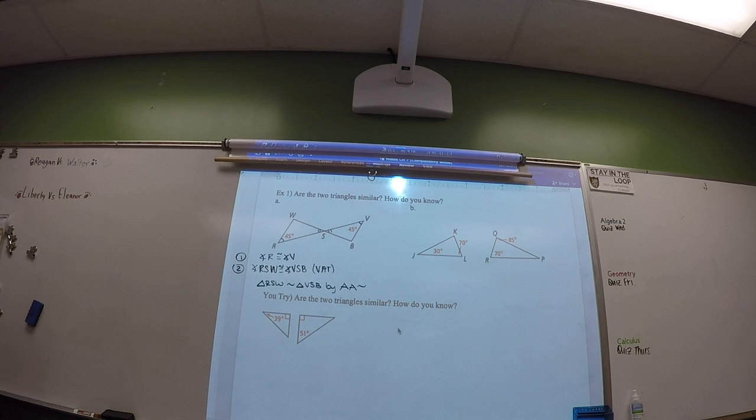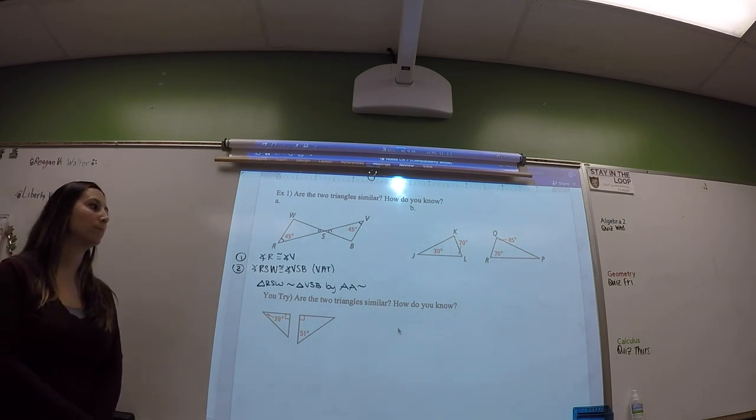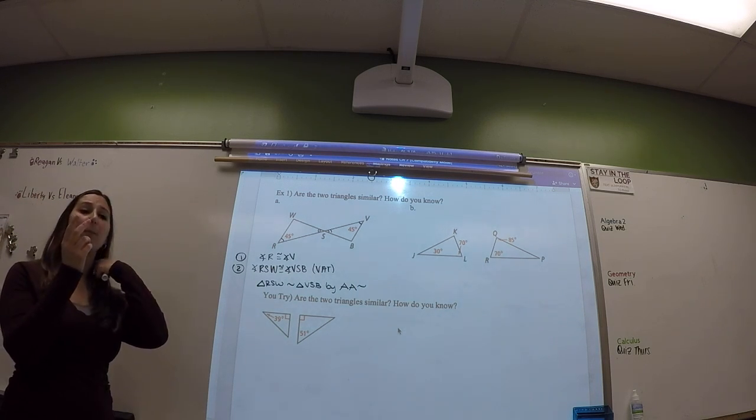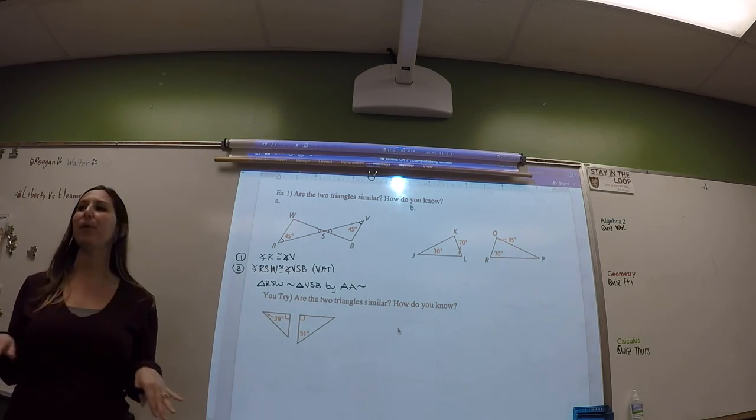They're like mini proofs. No, please no. No proofs at all. So all we need is two. Now, if we can't get two, then they're not similar.